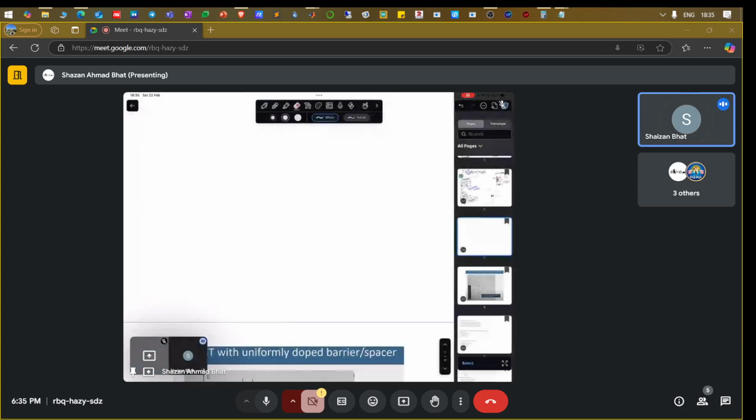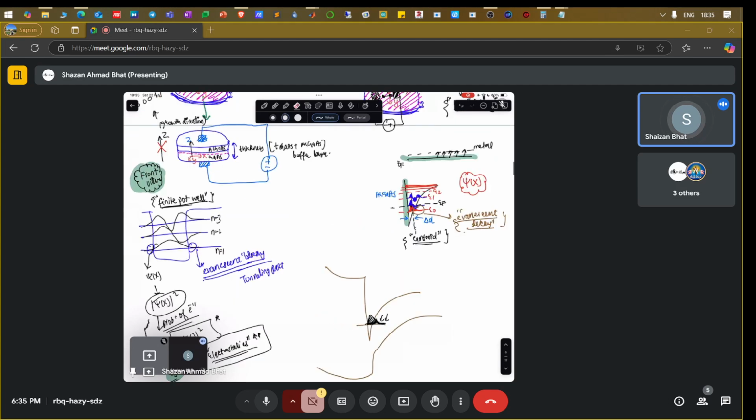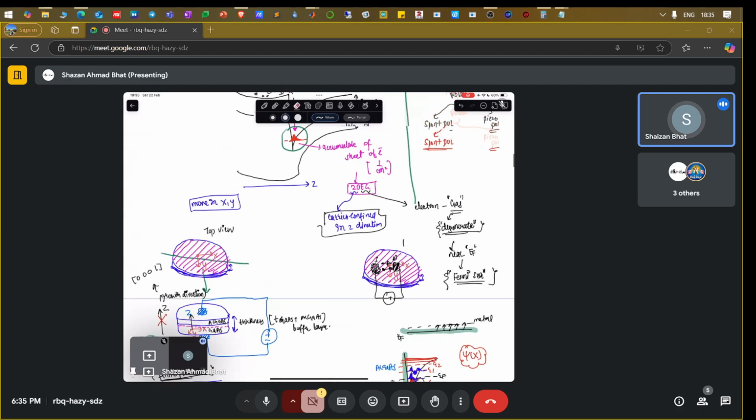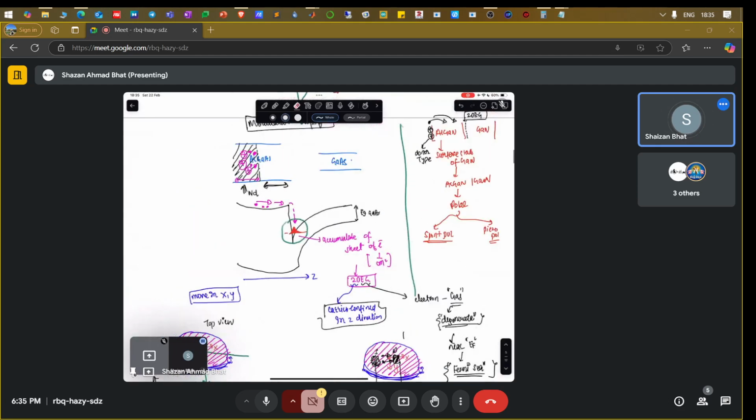So this is about how the two-dimensional electron gas looks, and this was about if you dope it using something called modulation doping. Now, what does it do? Why is it important? Why is doping important?